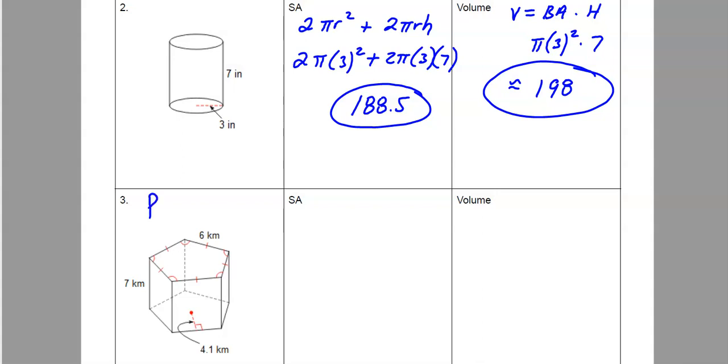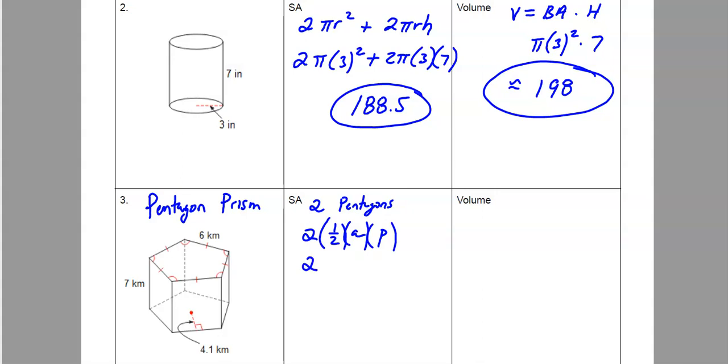We have a pentagon prism. It's a prism because it has a top and a bottom that are congruent to each other, 2 parallel congruent bases. So for surface area, I have 2 pentagons. All right, that's the top and the bottom. So let's knock that out. Pentagon is 1/2 apothem times perimeter. All right, so let's go through and let's get those pieces.